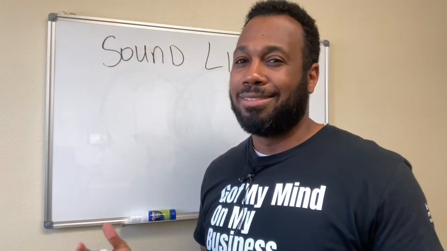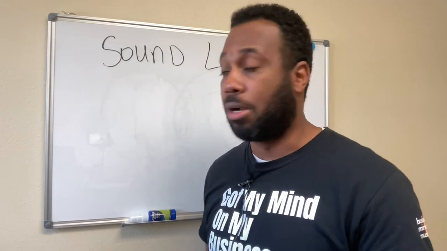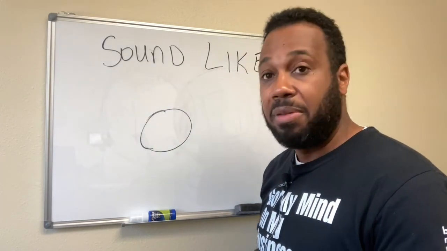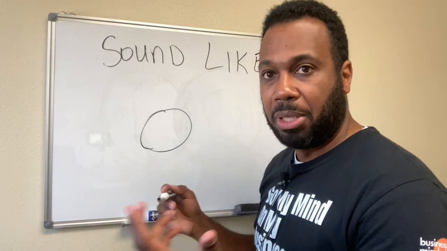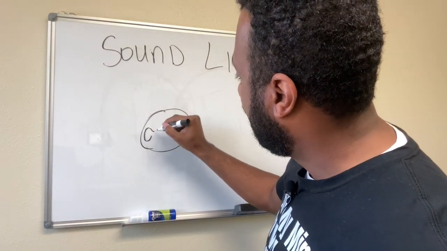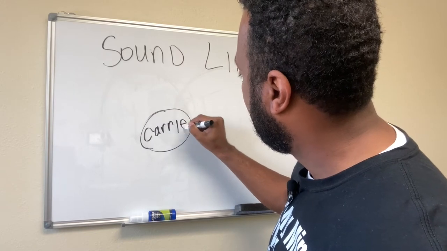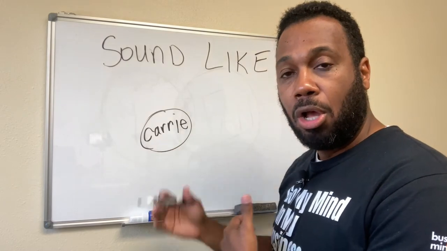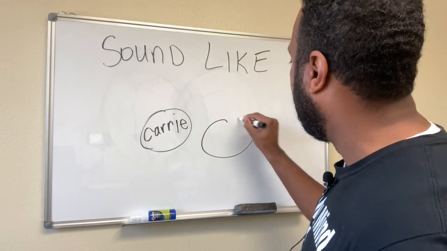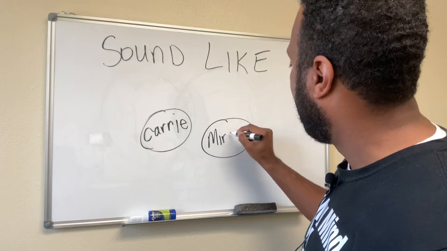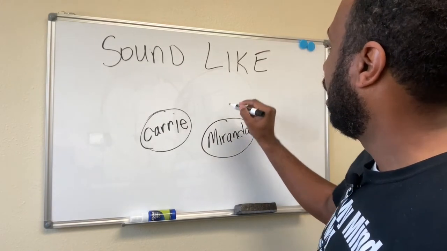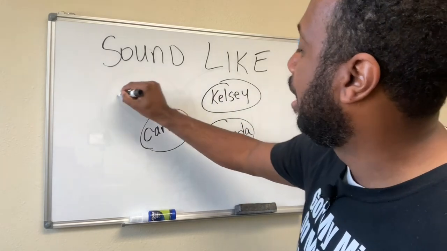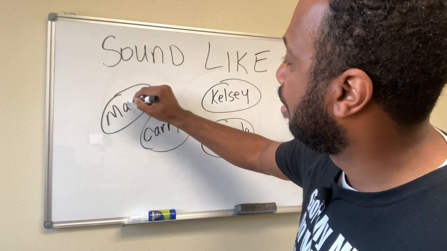we go to their pond, because their pond is already built. So here's a pond. Let's say you're a female country singer, okay? And let's say you sound similar to certain artists. So here's Carrie Underwood's pond that she's already built. She has already amassed this audience over years of being in the industry. And then here's Miranda Lambert, okay? And then here is Kelsey Ballerini. And then here is Maren Morris.